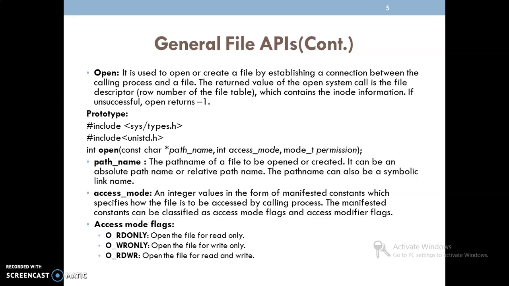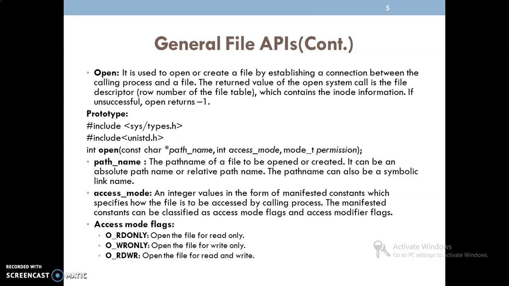First one, Open API. It is used to open or create a file by establishing a connection between the calling process and a file, which means that this API can be used to open a particular file to read the contents by a process, and also this API can be used to create a new file if that file does not exist. We'll see how we can use it exactly.